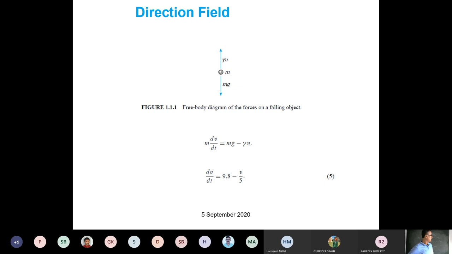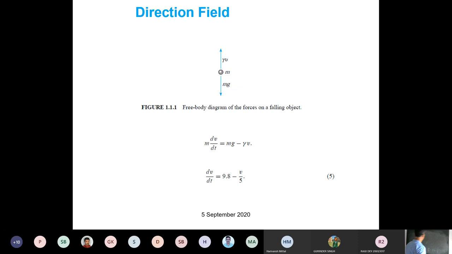Now in equation 5, you can see that it is simply dv dt equal to 9.8 if you use the value of acceleration due to gravity, minus v by 5. Minus v by 5. So now, what is a direction field? Again, in a direction field, you can have something explicitly known, and something that is not explicitly known.